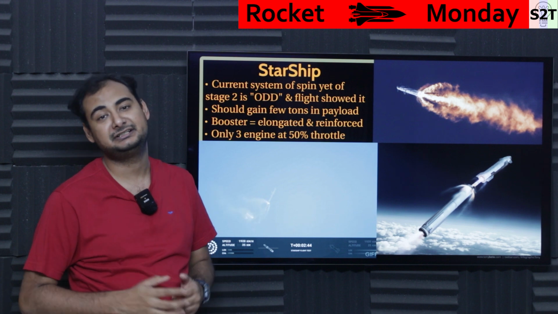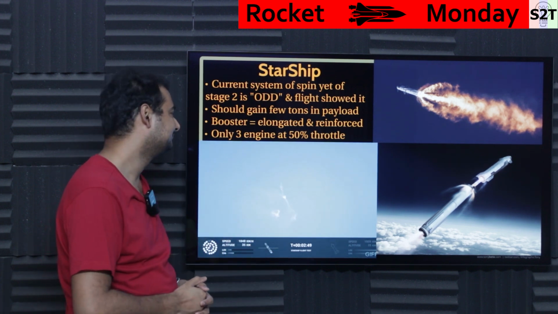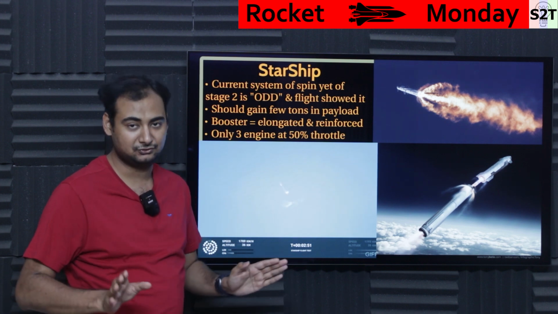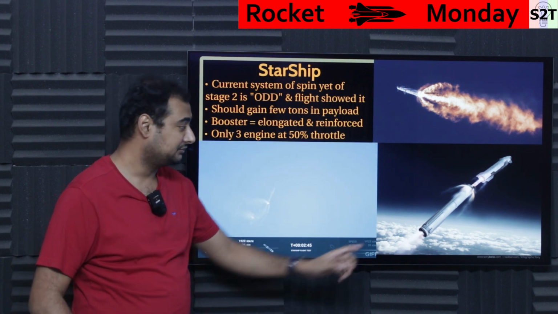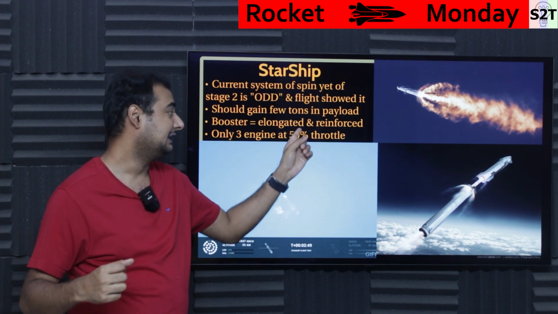Now, if SpaceX goes to hot firing stage, they gain a few tons of extra payload capacity. Now they are claiming they will gain 10 tons. I will put it conservatively at 5 tons. Let's see in the real world numbers. Now it should help them. That's a known thing. And in terms of modification, they have to elongate the booster, and they have to reinforce it.